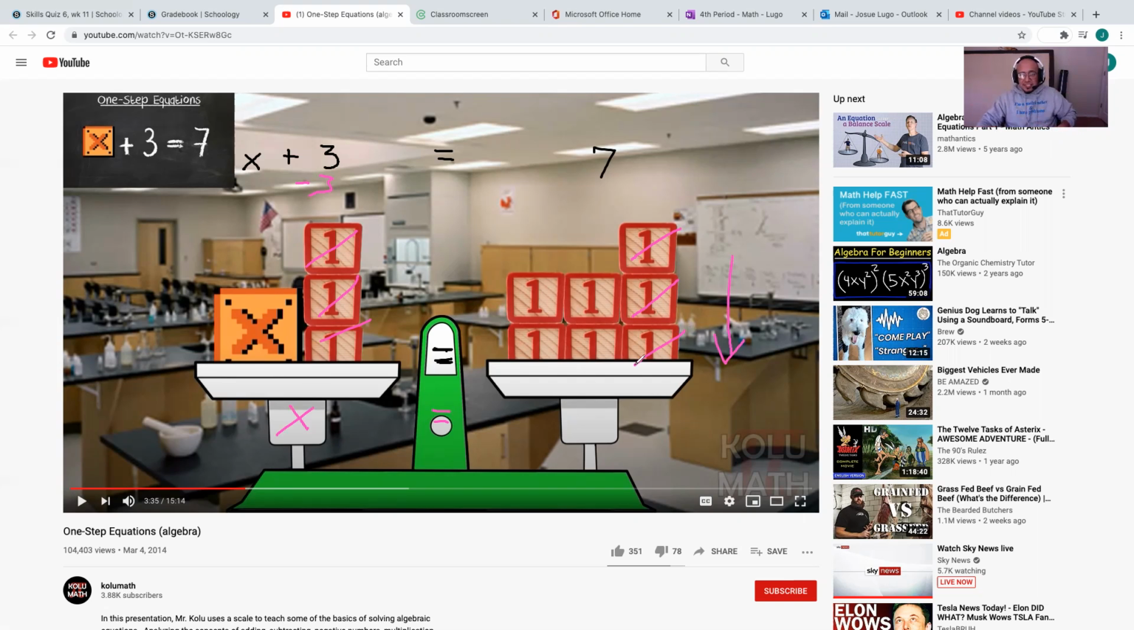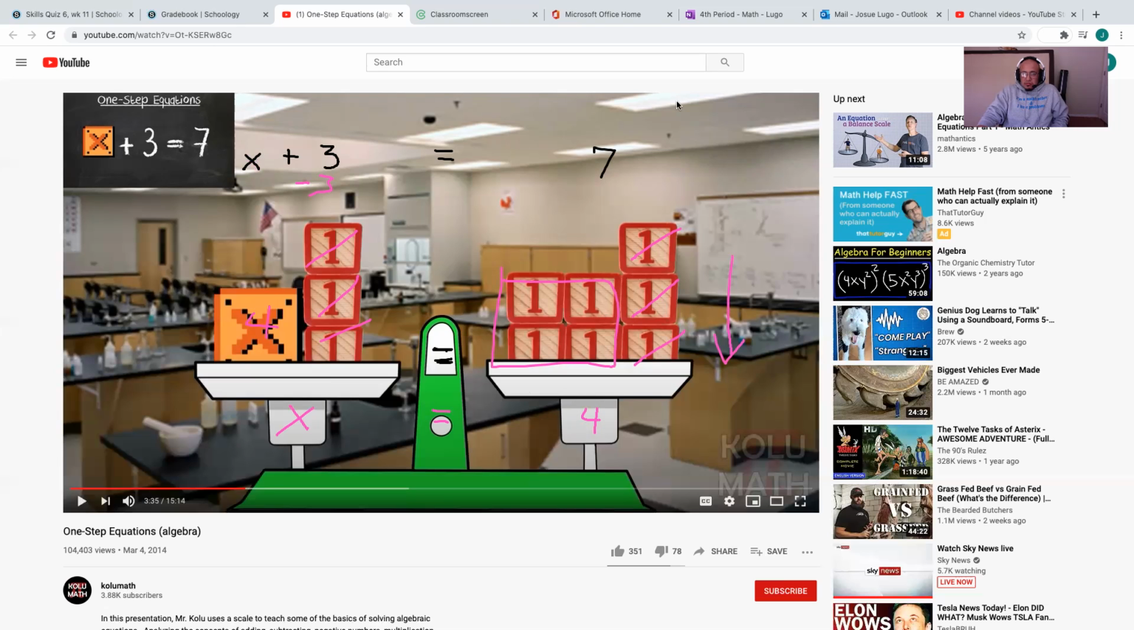Now they are balanced once again, and take a look at what is left over. I have an x on the left side, and I have a 4 on the right side. Ladies and gentlemen, x is equal to 4. x is the same as 4. That means that whatever x is, it's the same as 4. Now watch how that makes sense. If I put a 4 up here, isn't 4 plus 3 the same thing as 7? Yes, it is. It checks out.